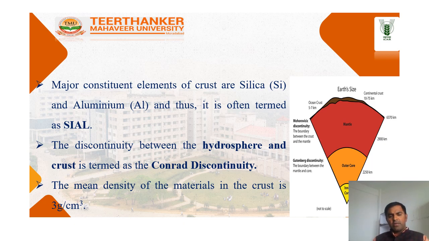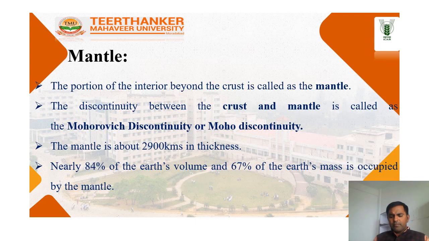This is the most important. The discontinuity between the hydrosphere and the crust is termed the Conrad discontinuity, and the mean density of the material of the crust is about 3 gram per cubic centimeter.